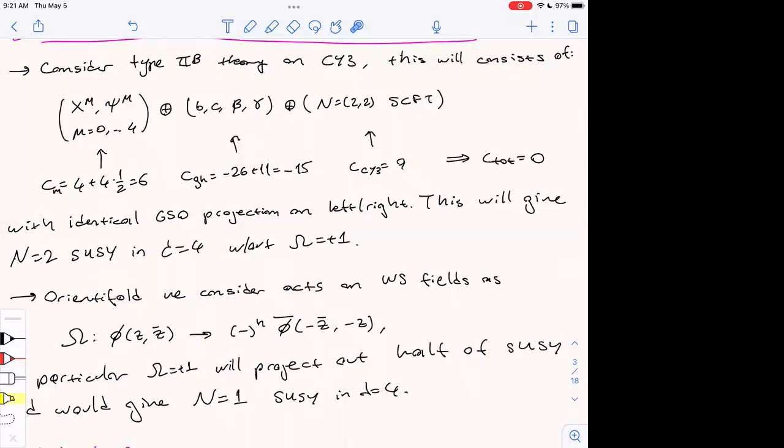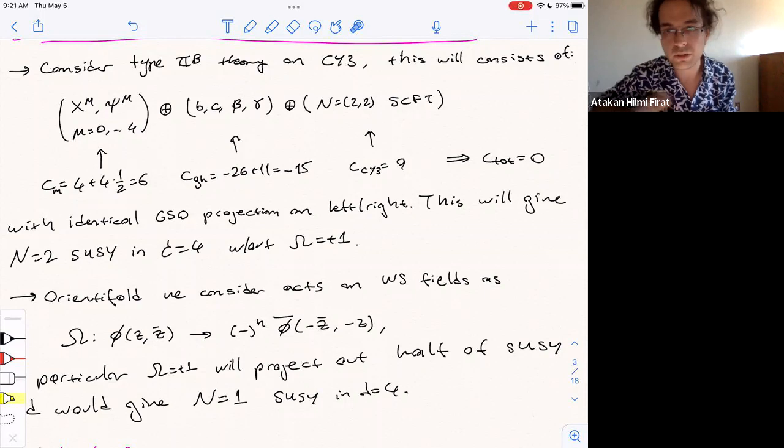Just to clarify, you are assuming that you're dealing with pure NS flux? Yeah, no fluxes in this talk. Okay, thanks.